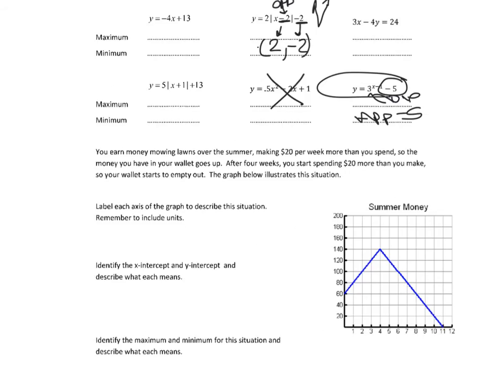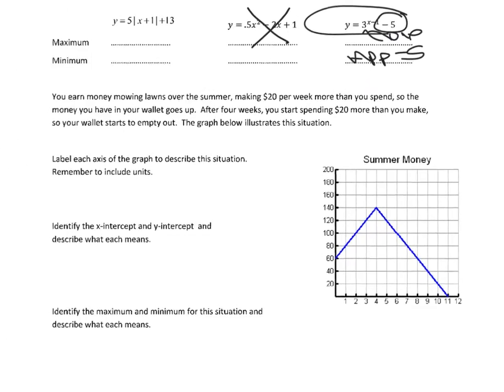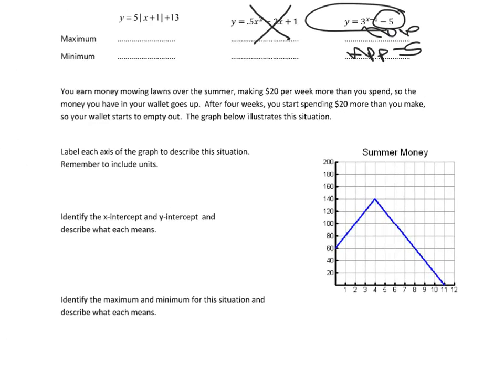All right, let's look at some real world. All right, you earn money mowing lawns over the summer, making $20 per week more than what you spend. So the money in your wallet goes up. After 4 weeks, you start spending $20 more than what you make. So your wallet starts emptying out. The graph below illustrates this situation. Okay?